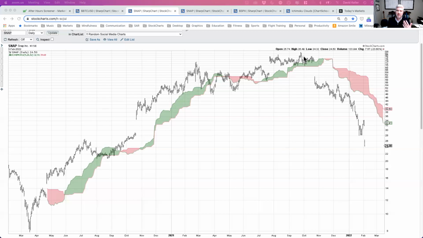And that's where the cloud can be really helpful. It gives you a sense of what the trend is going to be 26 days out, or what the overall trajectory should be. So where we are relative to that cloud can tell you a lot about the future prospects.